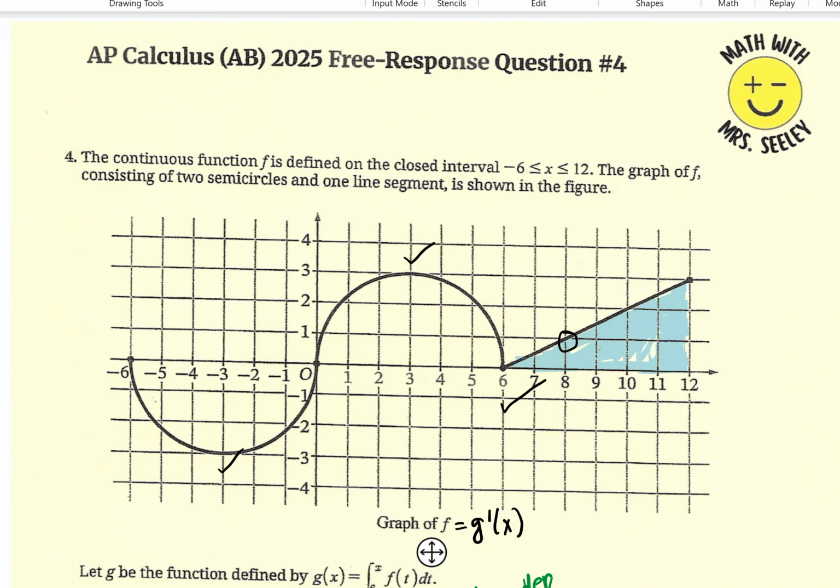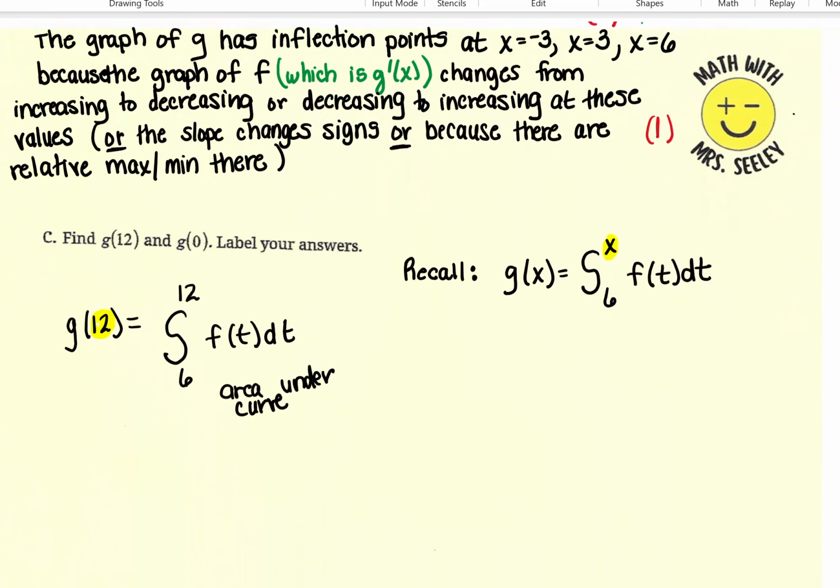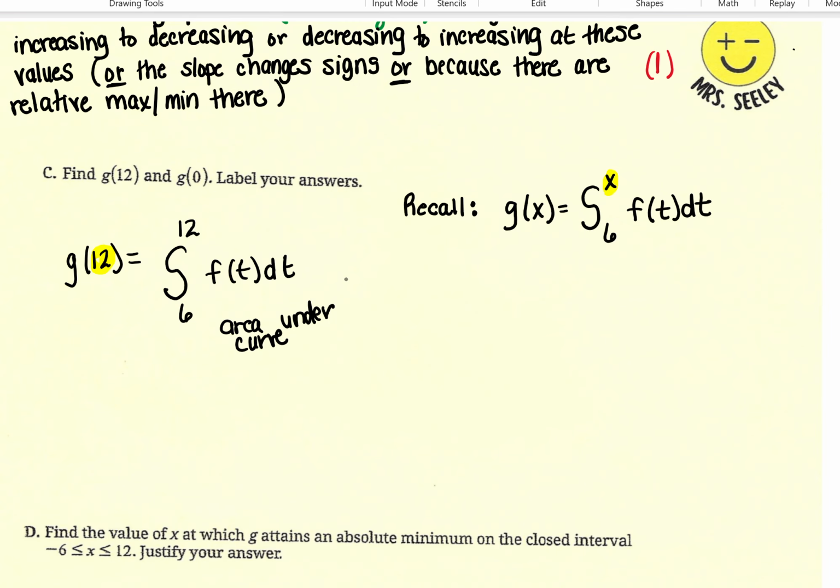We know that the area of a triangle is 1/2 base times height. So we're going to have 1/2 the base, which is 6, times the height, which is 3. So then to find the area under that curve, it is a triangle where the area is 1/2 the base, which was 6, times the height, which is 3. So I get an area of 9. If you got that value, give yourself another point.